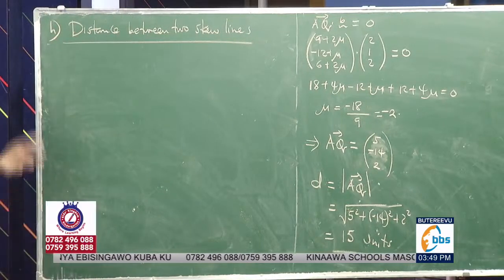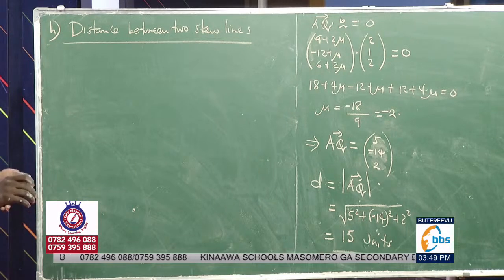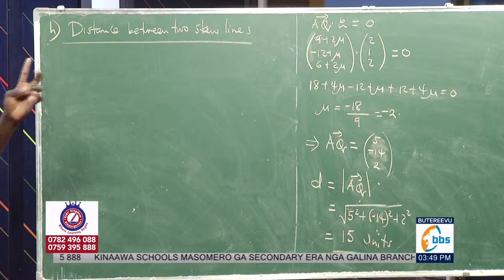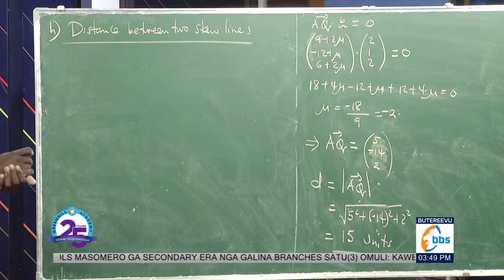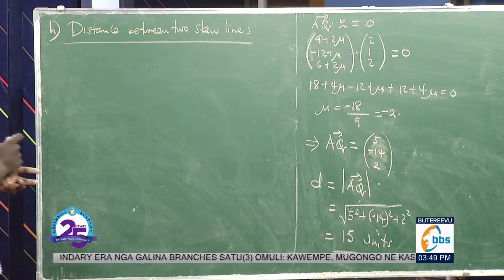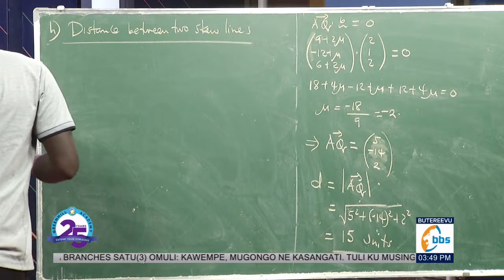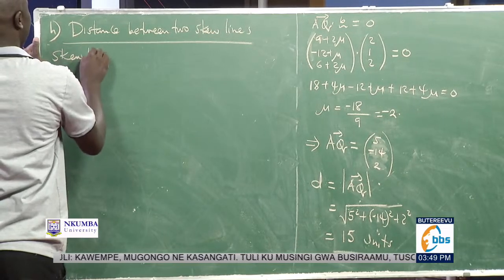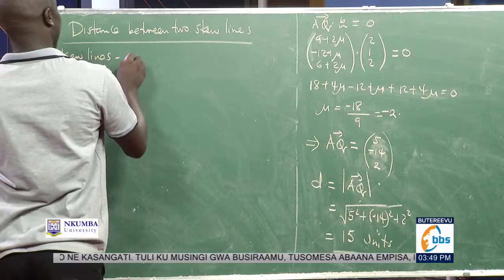Remember we said in dimension 3 it's possible to have lines which are not parallel, but they don't meet. In dimension 2 it is impossible. In dimension 3 it is very, very possible. And lines which are not parallel and don't meet, we call them skew lines. So skew lines, what are these skew lines? These are lines which are not parallel.